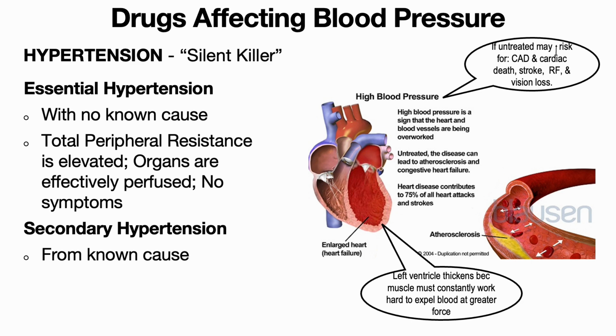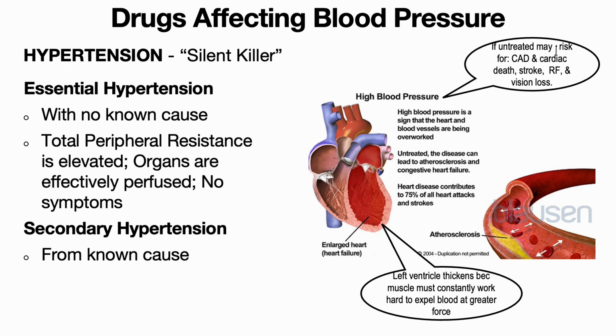Like for instance, pheochromocytoma, wherein there is a tumor in the adrenal medulla that releases a large amount of norepinephrine causing hypertension. So that condition will be resolved once the tumor is removed. So take a look at the figure shown in the slide, which is about high blood pressure. High blood pressure is a sign that the heart and blood vessels are being overworked. So if this is untreated, it may increase risk for coronary artery disease or CAD and cardiac death, stroke, renal failure, and vision loss.